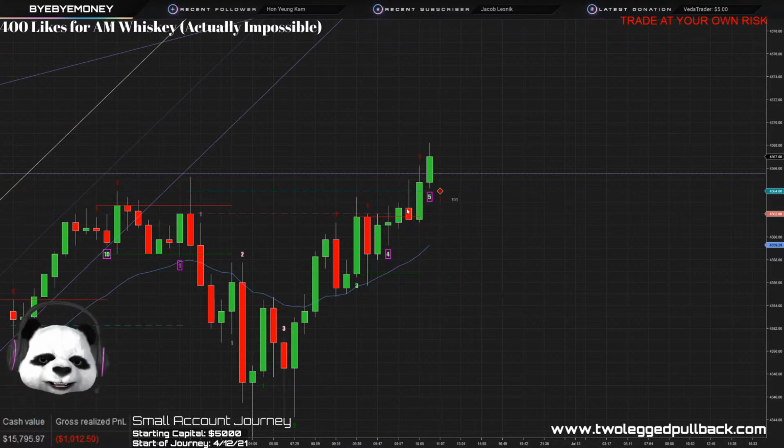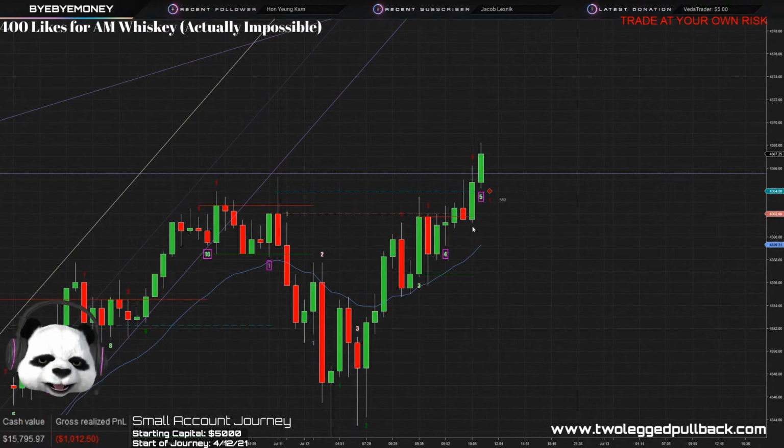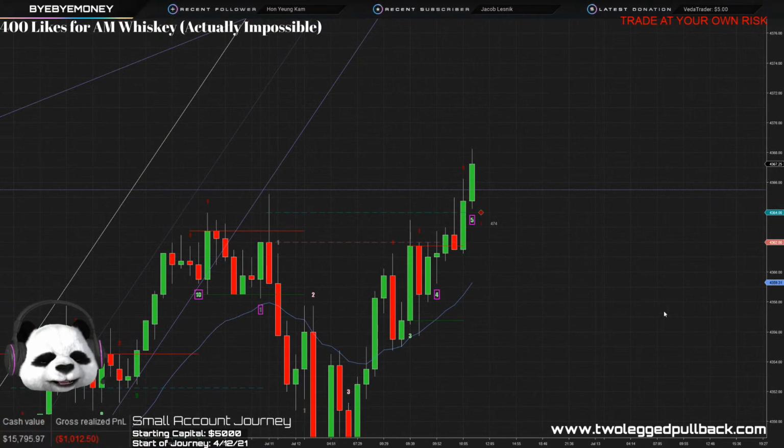Goodness. Man, with a signal bar like that, breaking top, above. Jeez. That got me, man. One tick below and it reversed immediately. That got me good.